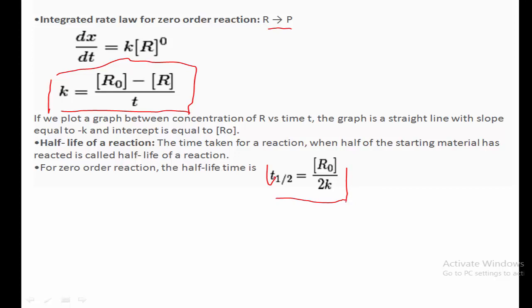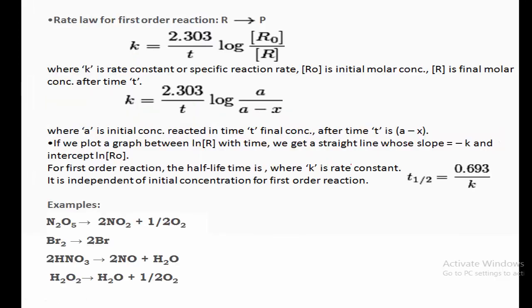It is dependent on initial concentration. Here R naught means initial concentration. So the half-life of a zero order reaction is dependent on the initial concentration of the reactants. Okay, then the rate law for a first order reaction, or the integrated equation.